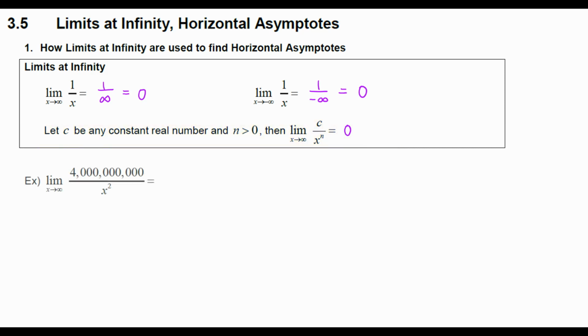So now look at this example. Limit as x approaches infinity of 4 billion over x squared. Well, now my constant c is so huge. Doesn't matter. 4 billion is still nothing compared to infinity in the denominator. Not only that, you have infinity squared. So this will be equal to 4 billion over infinity squared, and it will still go to 0.